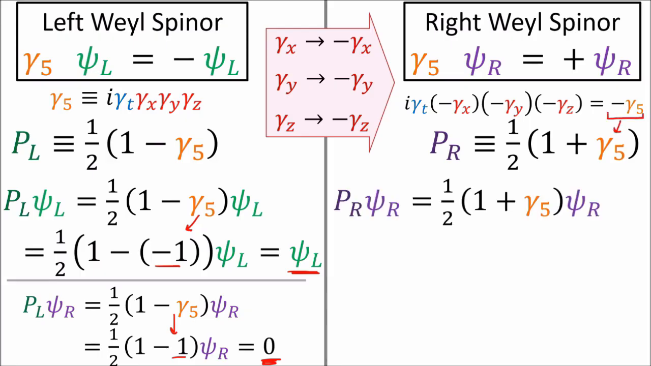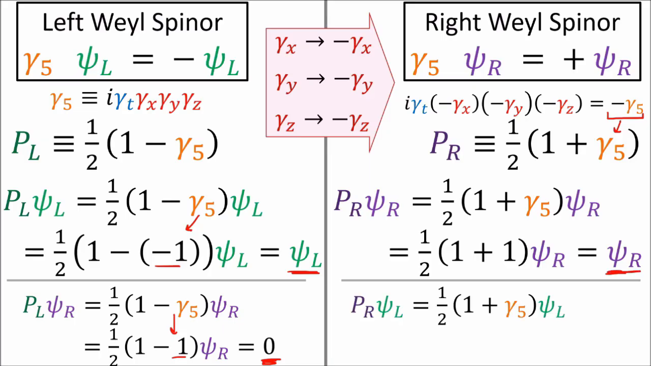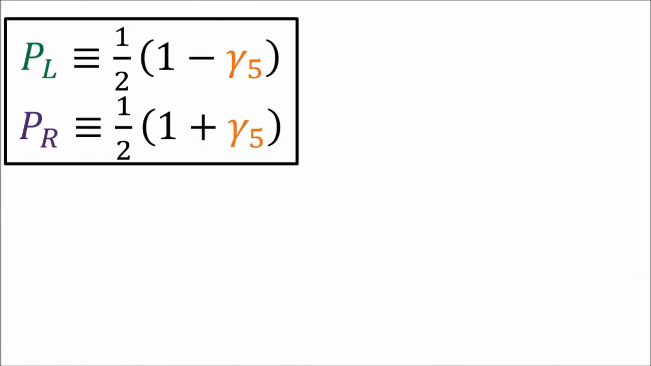As a result, PR projects out to the right eigenspinor instead, and sends the left half of the Dirac spinor to 0. So the projectors PL and PR are useful because they let us separate out the left and right chiral halves of a Dirac spinor.